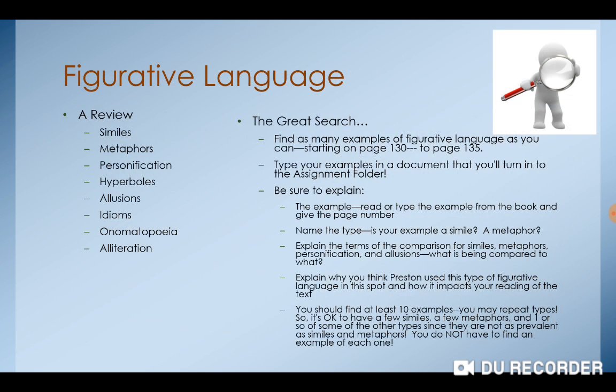Now we've gotten to your assignment. I've gone through all of the different types of figurative language, and here's your assignment. You have all of these different ones to choose from. You have similes, metaphors, personification. Again, those are the ones you're going to find the most. You might find some hyperboles, maybe an allusion, maybe an idiom, maybe onomatopoeia. But again, just find what you can. And your job is to find at least 10.